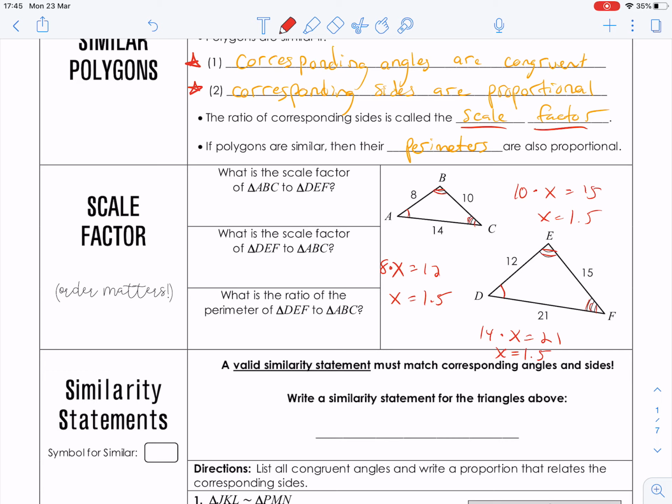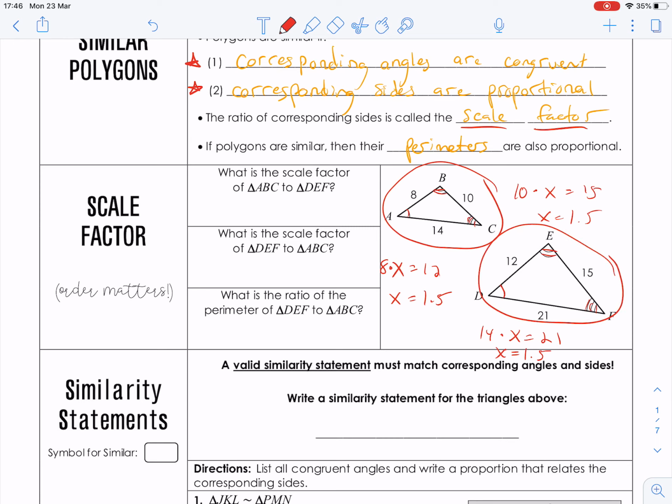1.5. So if we are going bigger, that means the scale factor is going to be bigger than 1. If we're going smaller, the scale factor is going to be smaller than 1. So we can set up our ratios with the image always on top. That's the way I do it. So image on top. So if we're going from ABC, this one, to DEF, this one, that means we're getting bigger.